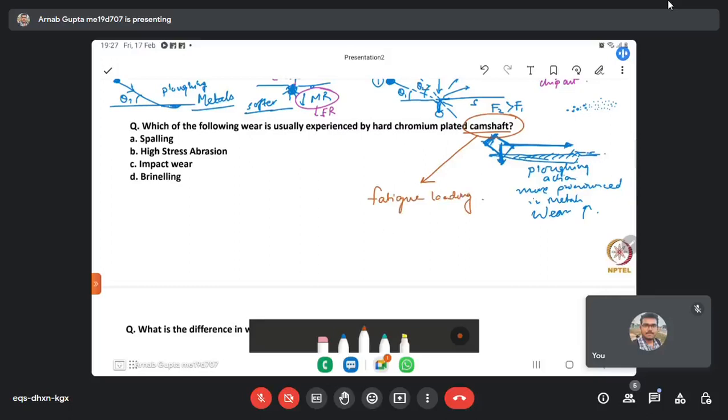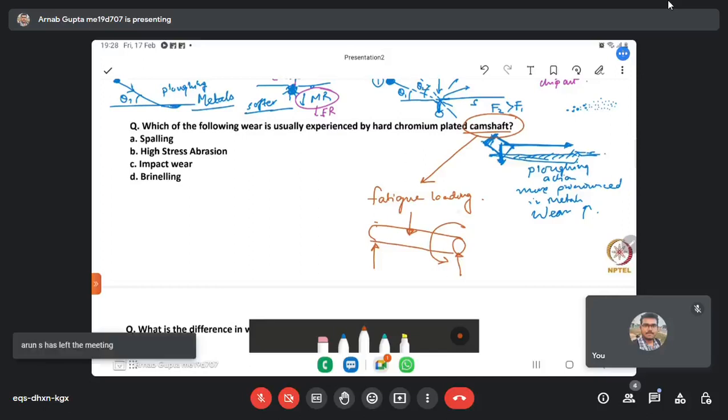Generally it's a torsional type of load, like bending. It is rotating under a bending axle. Okay, so I'm just showing one. So it is rotating under the action of some load. Okay, this is just a representation.